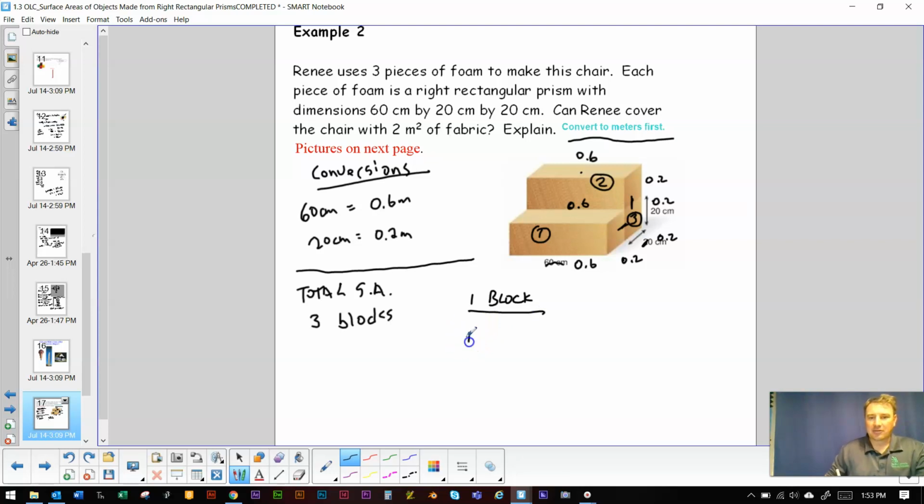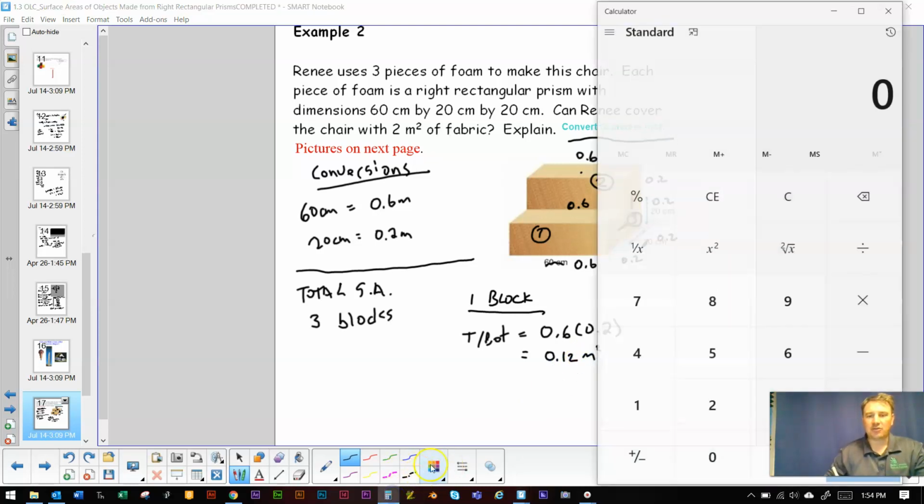So one block has a top and a bottom, and the measurement for the top and the bottom, so let's just worry about this block out front here. The top and the bottom are both the same. They are 0.6 meters long and they are 0.2 meters wide. So it's just length times width for area of a rectangle. So it's 0.6 times 0.2, which will give us a total measurement of 0.12 meters squared. And if you want, by all means, use your calculator.